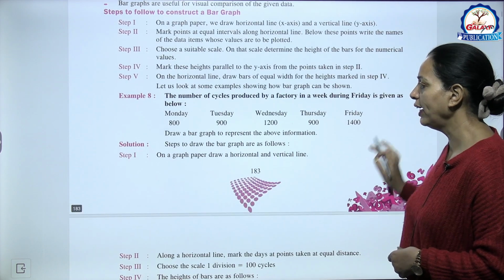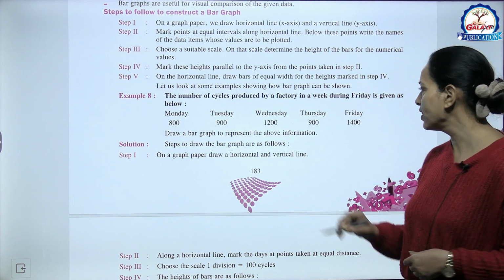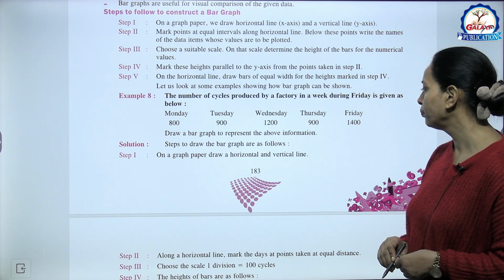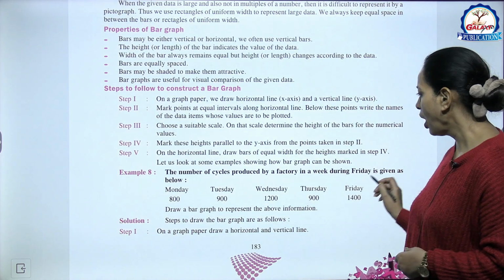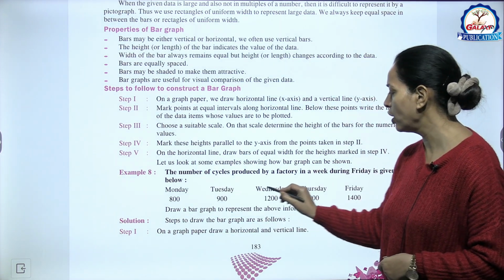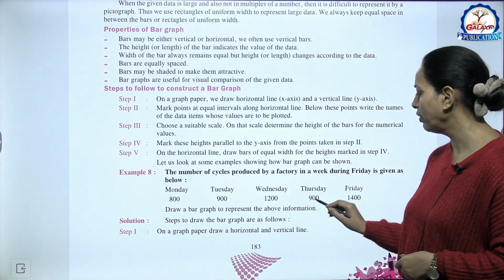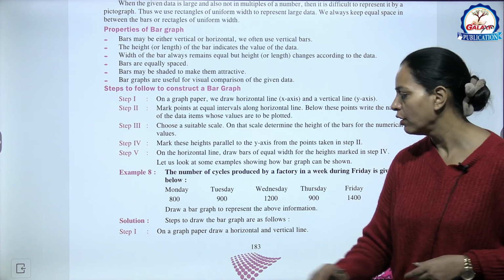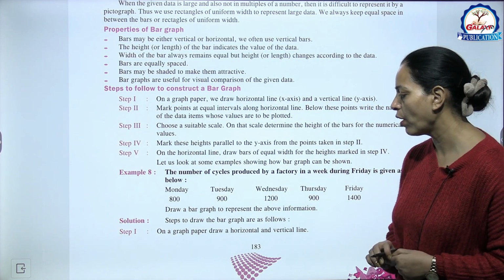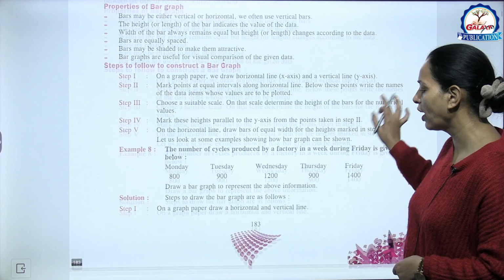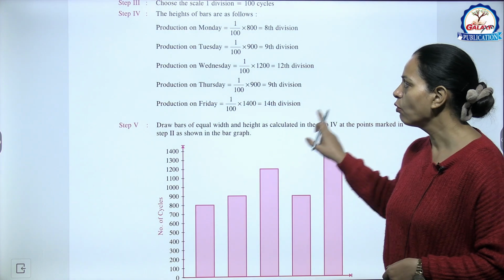So here, example 8, the number of cycles produced by a factory in a week is given as below. Now it is given like this: Monday, Tuesday, Wednesday, Thursday and Friday. So 800, 900, 1200, 900 and 1400. So draw a bar graph to represent the above information. So what is the step 1? On a graph paper, draw horizontal line and vertical line, okay, like this, x-axis and y-axis.